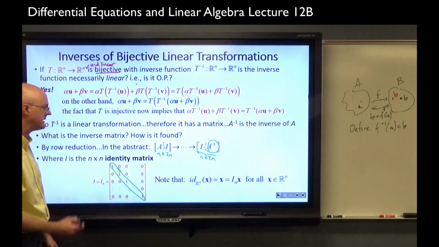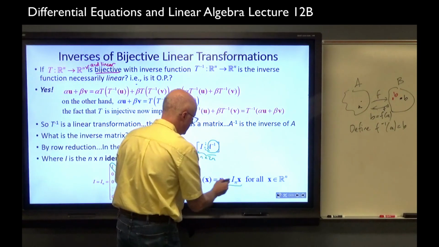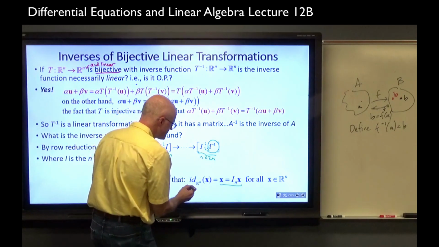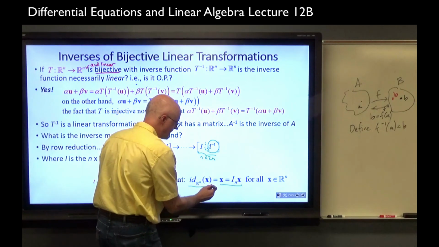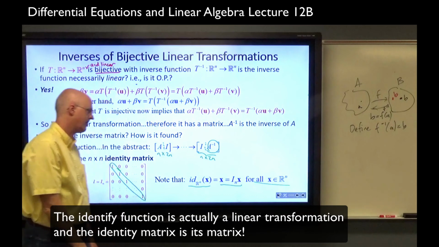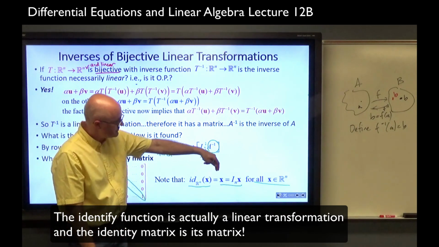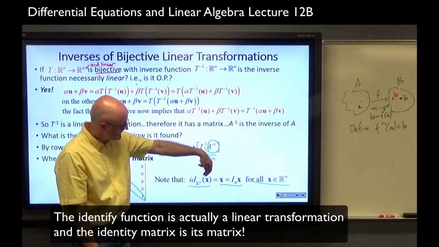This has the property that when you multiply it times any n-dimensional vector, you get that vector back, which is the same as the identity function on Rn applied to x, for all x in Rn. The identity function on Rn maps any input to itself. The output is the same as the input.